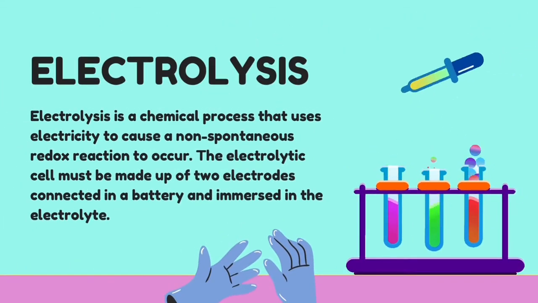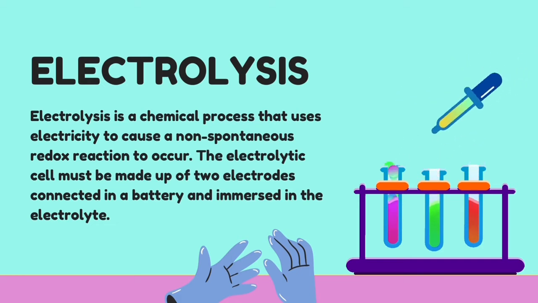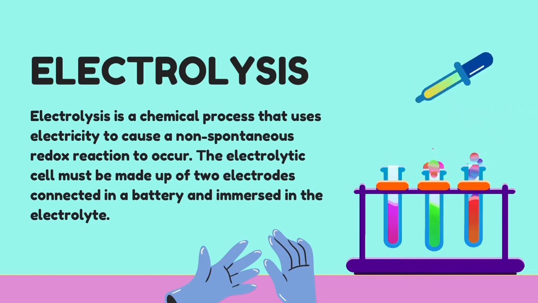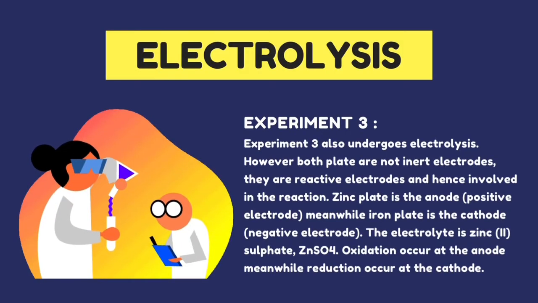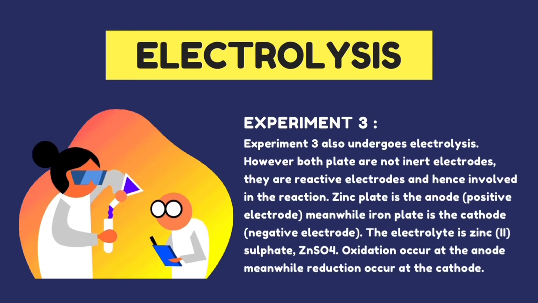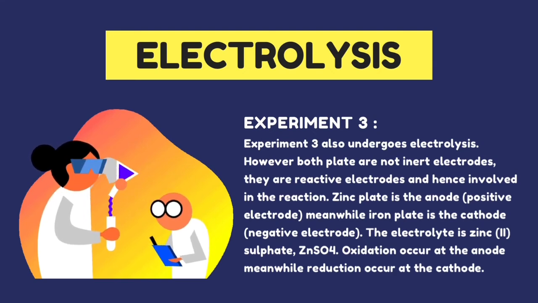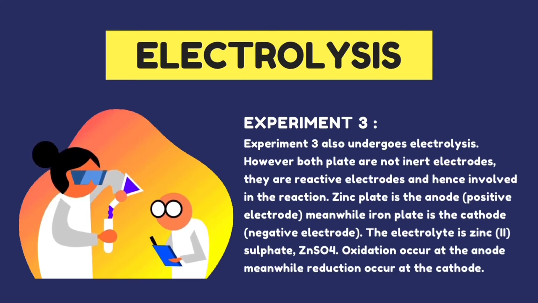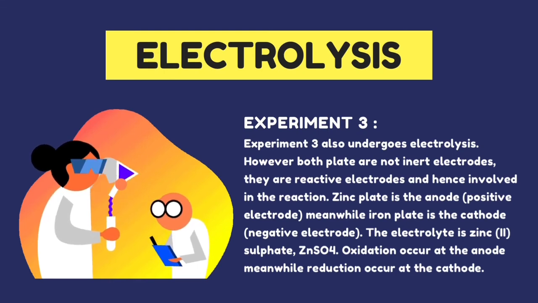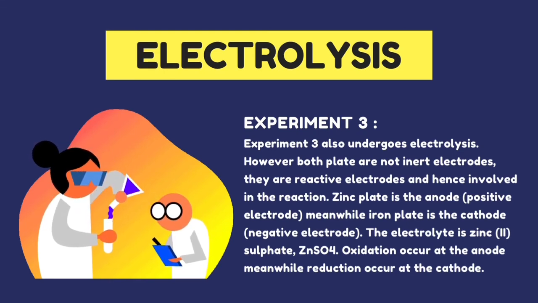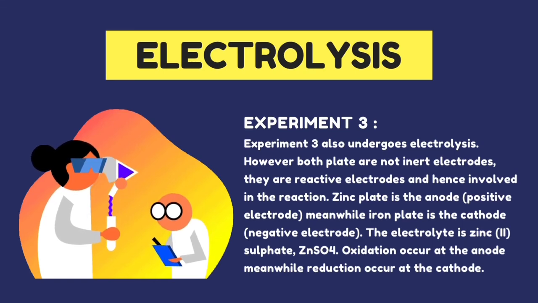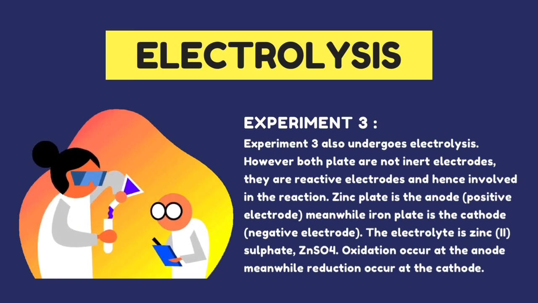What is electrolysis? Electrolysis is a chemical process that uses electricity to cause a non-spontaneous redox reaction to occur. The electrolysis cell must be made up of two electrodes connected to a battery and immersed in the electrolyte. According to the diagram, experiment 3 is subjected to electrolysis. However, the electrodes are made up of zinc and iron, which are reactive electrodes. Zinc plate is the anode, meanwhile iron plate is the cathode, and the electrolyte is zinc 2 sulfate.